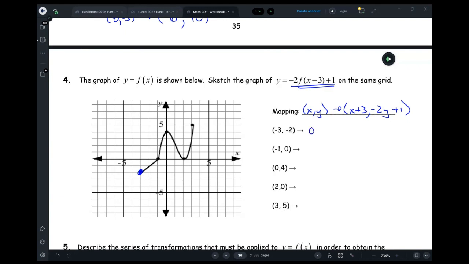So negative 3 plus 3 is 0. Negative 2 times negative 2 is 4, plus 1 is 5. So that first point there becomes the point (0, 5). So it's going to go right there.